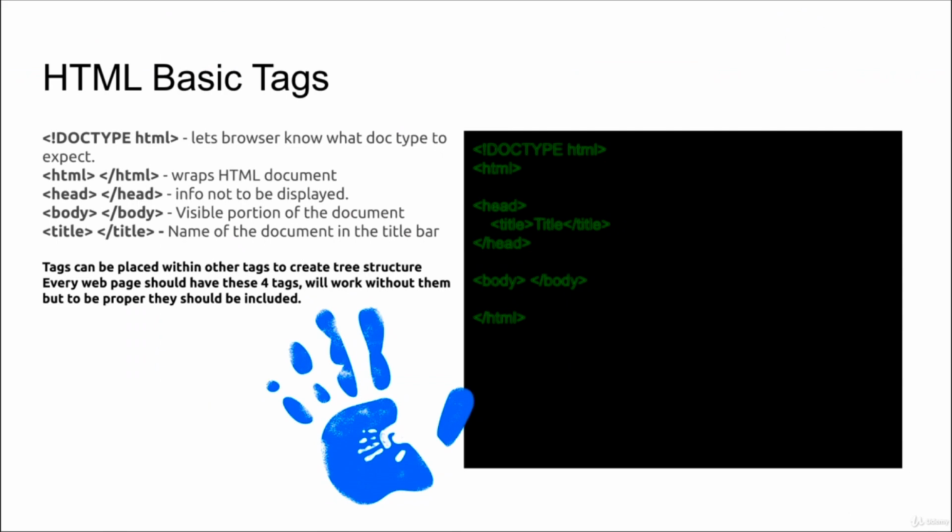So every HTML page does need to have a certain set of tags. And the first one is going to be the main HTML tag, which is going to wrap all of the content, all of the HTML code. So any of the HTML code for the page should be sitting between the opening and closing HTML tags. So basically it wraps your entire HTML document.